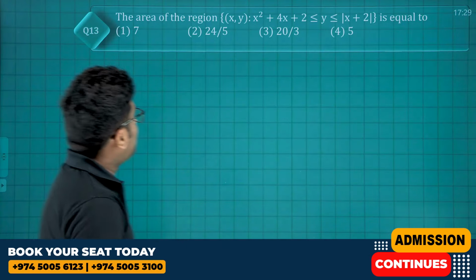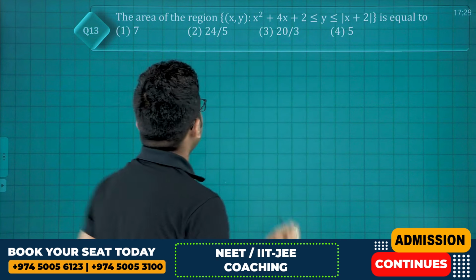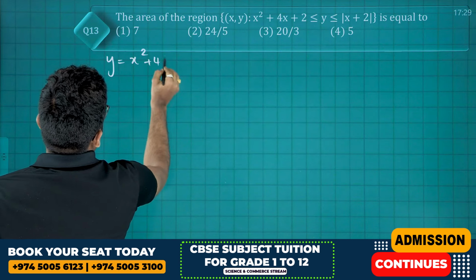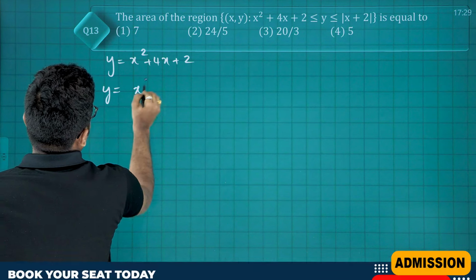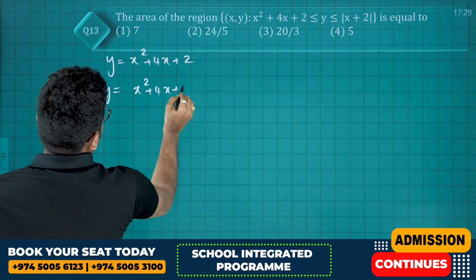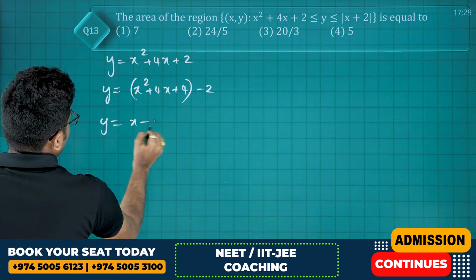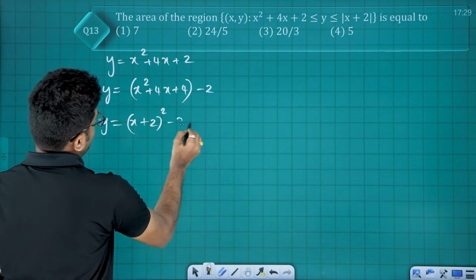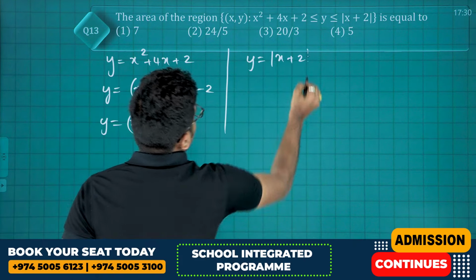The area of the region (x, y) such that y equals, one curve is y equals x square plus 4x plus 2. We can write y equals x square plus 4x plus 4 minus 2. See, this we can write as y equals (x plus 2) whole square minus 2. And the other is y equals mod of x plus 2.